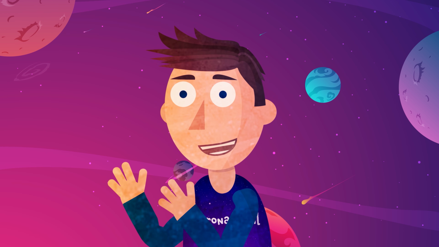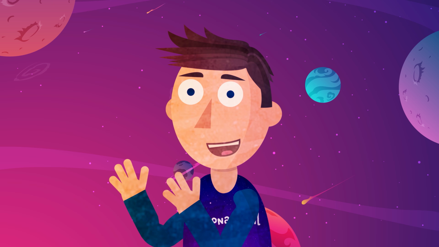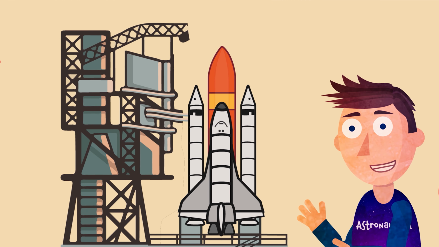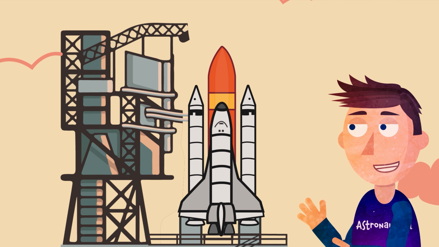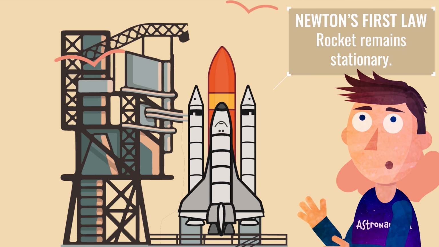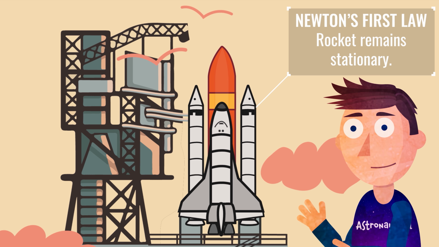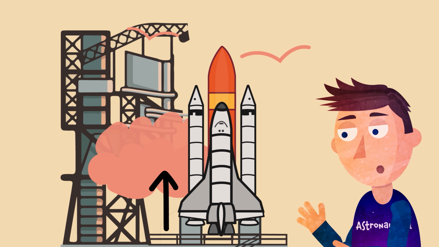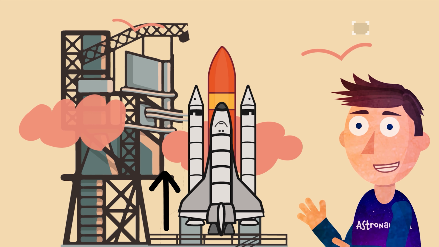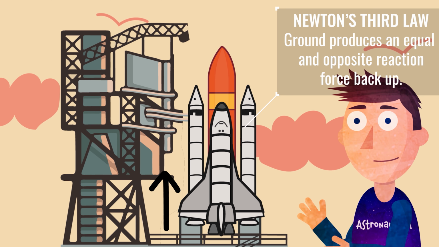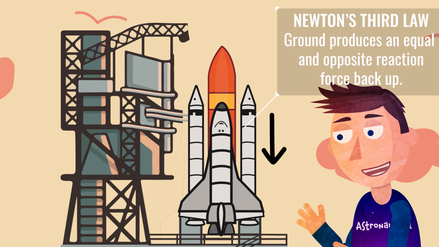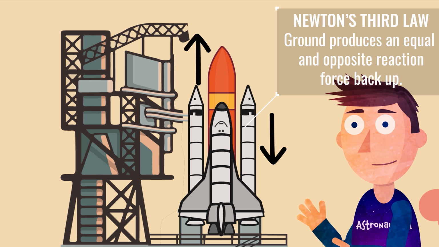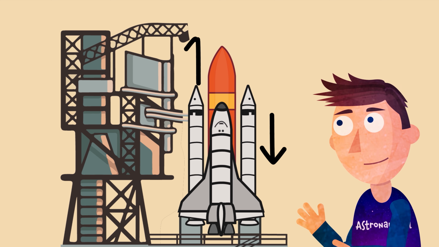Now that we understand what Newton's laws of motion are, let's see how that plays a role in rocket propulsion. Let's have a situation of a rocket sitting on a launch pad. It is stationary and remains so due to Newton's first law of motion. So we need another external force to push the rocket in this direction, which can be done using Newton's third law of motion by exerting a force in this direction, which will then in turn produce an equal force in the opposite direction, or in this case upwards.